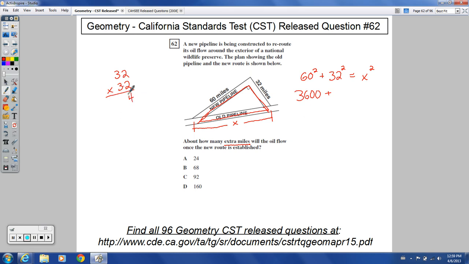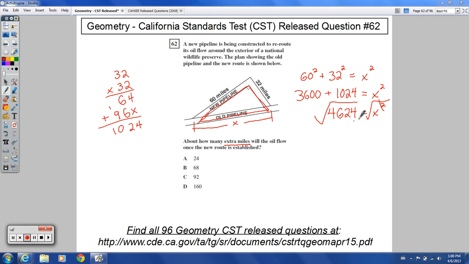We'd have 4, and we'd have a 6, then put a 0 or an X or a space there for the next one. We'd have 6 and 9, add those together, that gives us 1,024. So I have 1,024 right there, and adding 3,600 plus 1,024, that would be 4,624 for your x squared value. We'd be taking the square root of both sides here to get our value for x.